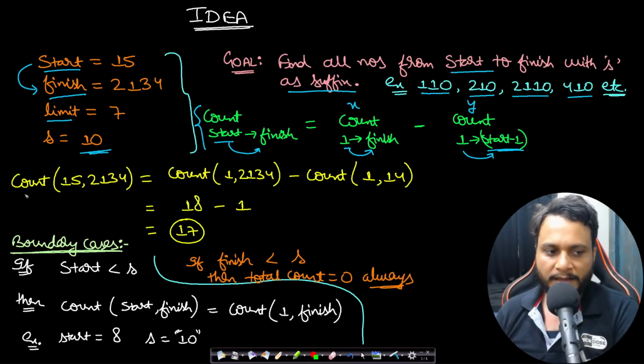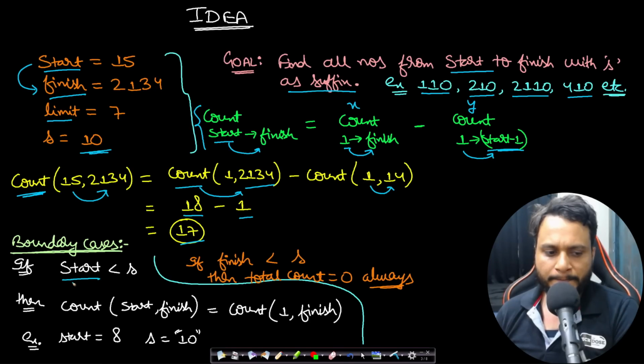So in this case, if you take the count of 15 to 2134, then you can take the count from 1 to 2134 minus the count from 1 to 14, and you will get 18 minus 1, which is 17. This is a simple idea, right? Now I'll keep telling you about the boundary cases. There are multiple boundary cases for this problem.